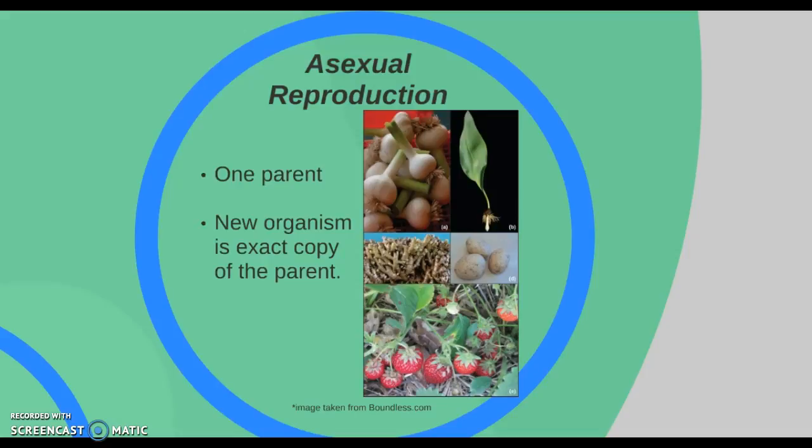Some examples of things that reproduce asexually are, in this image you see garlic. Right here you see a tulip bulb. In this image you see ginger. These are potatoes, strawberries. These are all types of things that reproduce asexually and look just like their parent.